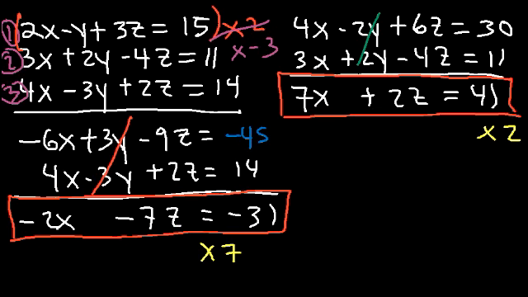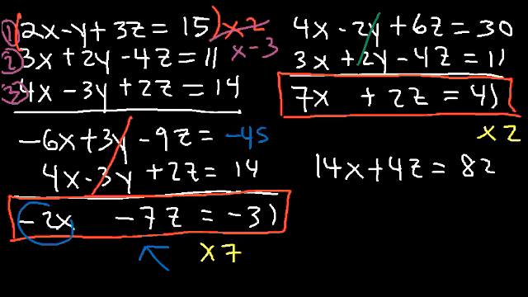So 7x times 2 is 14x. 2z times 2 is 4z. And 41 times 2 is 82. Now for the other equation, that's this one, negative 2x times 7 is negative 14x. Negative 7z times 7 is negative 49z. Now what's negative 31 times 7? 30 times 7 is 210 because 3 times 7 is 21. You just got to add a 0. 7 times 1 is 7. So 210 plus 7 is 217. So we have negative 217.